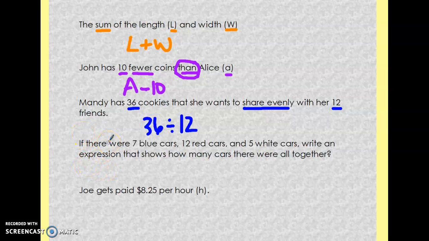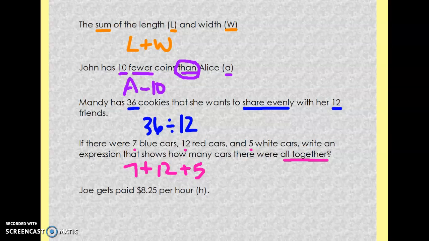The next one, if there were 7 blue cars, 12 red cars, and 5 white cars, write an expression that shows how many there were all together. So here's our keyword here, all together. It tells us we are doing what with our 3 numbers? Hopefully you're with me and said addition. So you would take those 3 numbers and simply add them together. Now again, I'm looking for an expression, not an answer. So it's a numeric expression. You're probably tempted to solve it, but we don't need to solve it. We just have to write an expression for it.